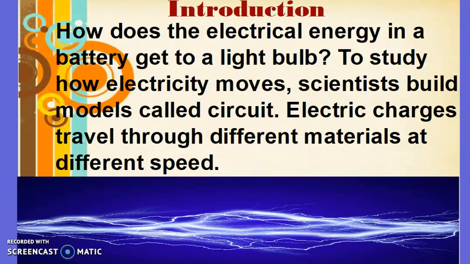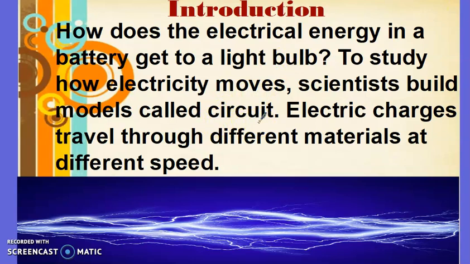For our introduction, how does the electrical energy in a battery get to a light bulb? So I have shown you a picture a while ago. I said it's a light bulb. To study how electricity moves, scientists build models called circuits. Electric charges travel through different materials at different speeds. Now we will focus here on circuits.